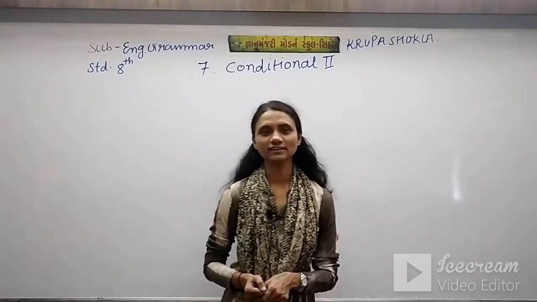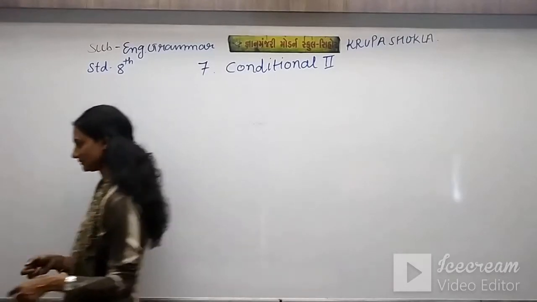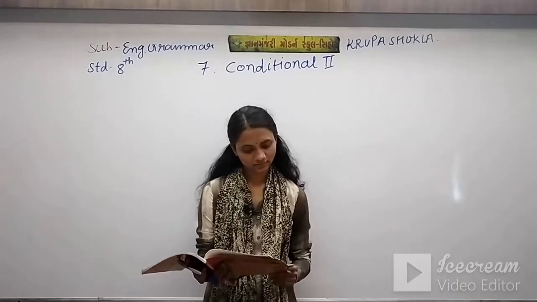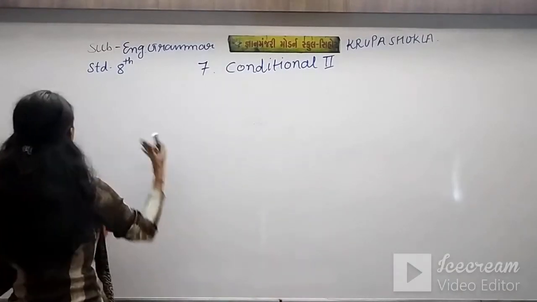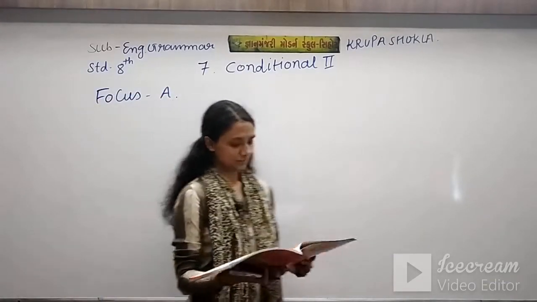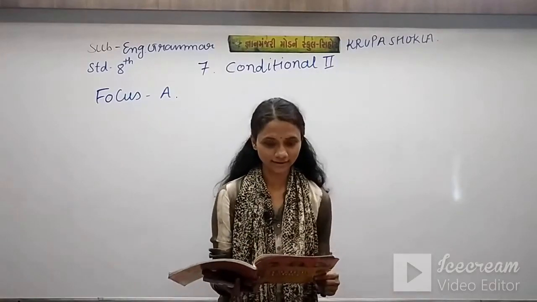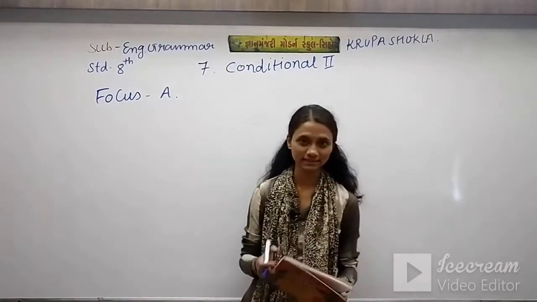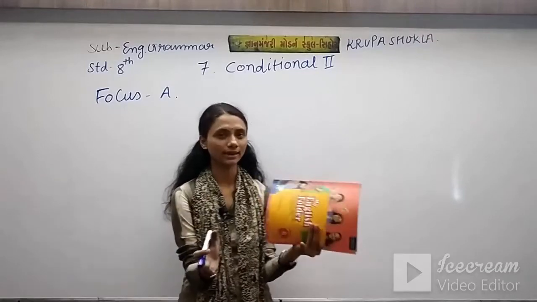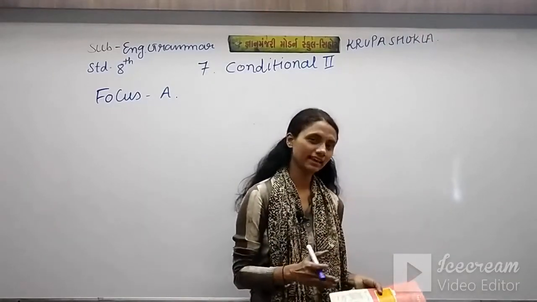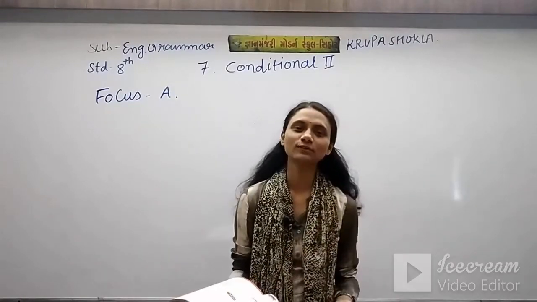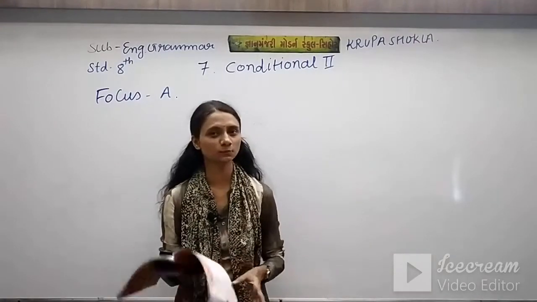So, second conditional, unit number 7, textual exercise. We are on page number 28. Focus exercise A. Make the two parts given in columns A and B suitably to make meaningful sentences. What we have to do is make a pair using A and B. It must look like this A part is suitable to part B.